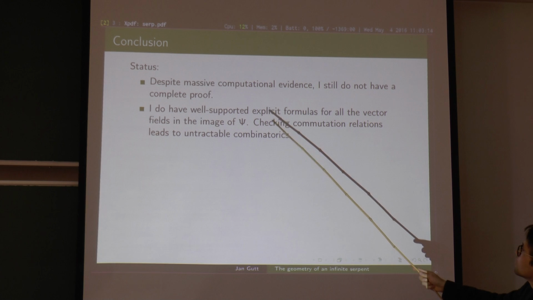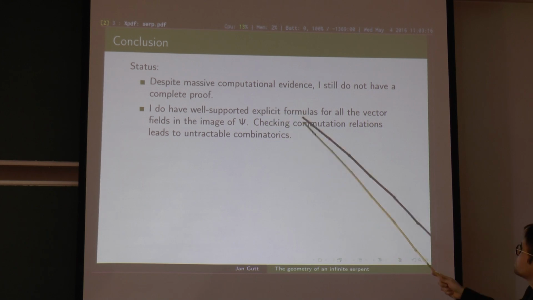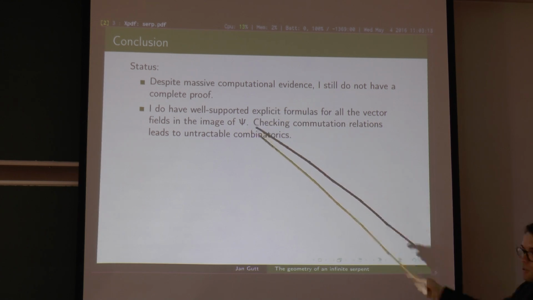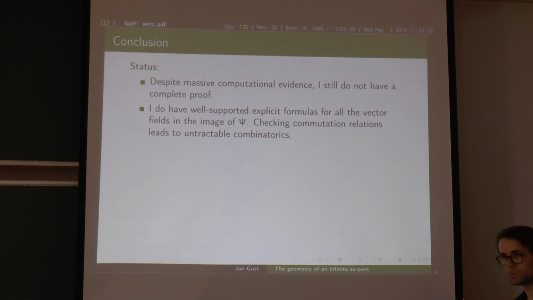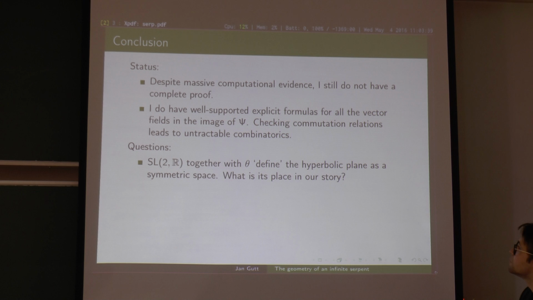Now, I also have some well-supported explicit formulas for all the vector fields in the image of psi. So not only x and y, but also all commutators of x and y. But these are terrible combinatorial formulas. It's just terrible combinatorics. I can do nothing with that. It's just way too complicated. I can only check, once again with a computer, that it agrees for snakes up to some length and for degrees up to something. Now, my questions that I think are most important to me are the following.